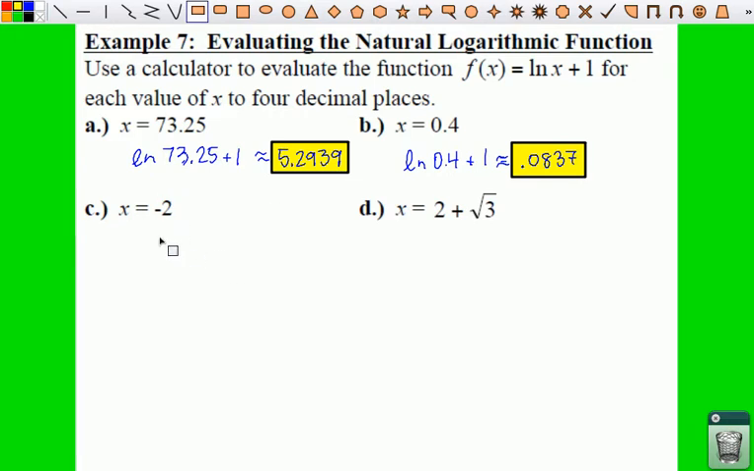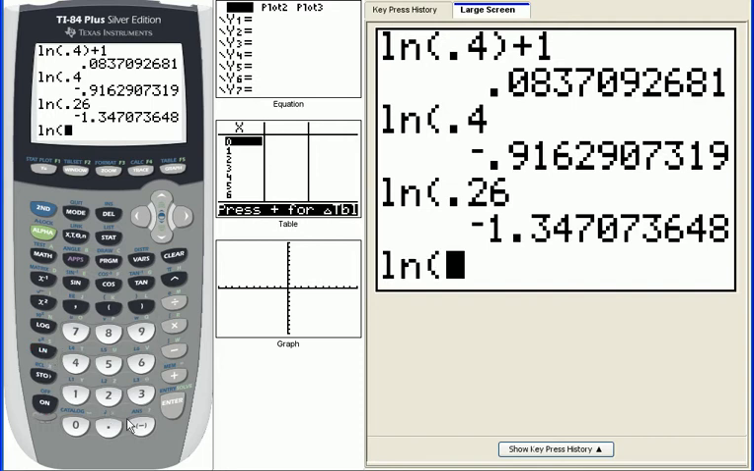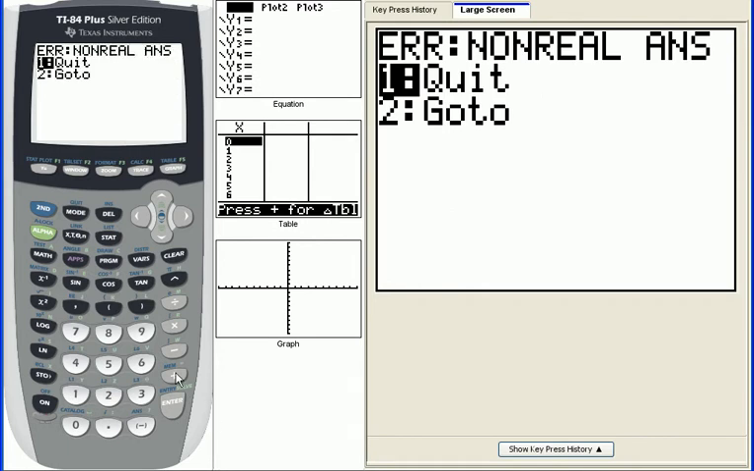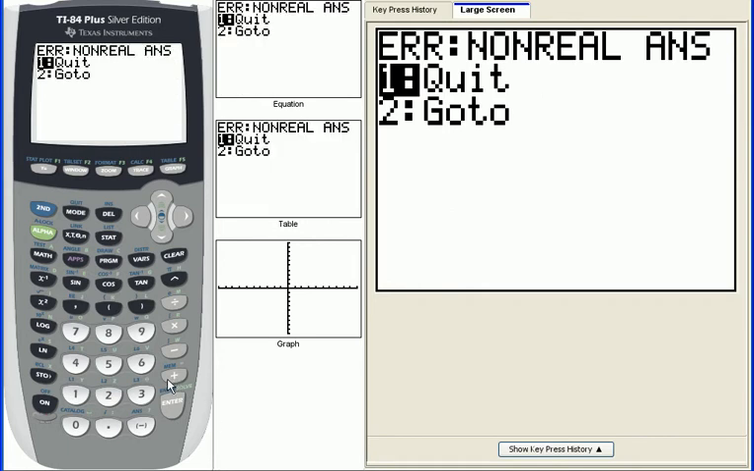Now let's find the natural log of negative 2 plus 1. So natural log, negative 2, in parentheses, plus 1. OMG. Non-real answer? What are you talking about?